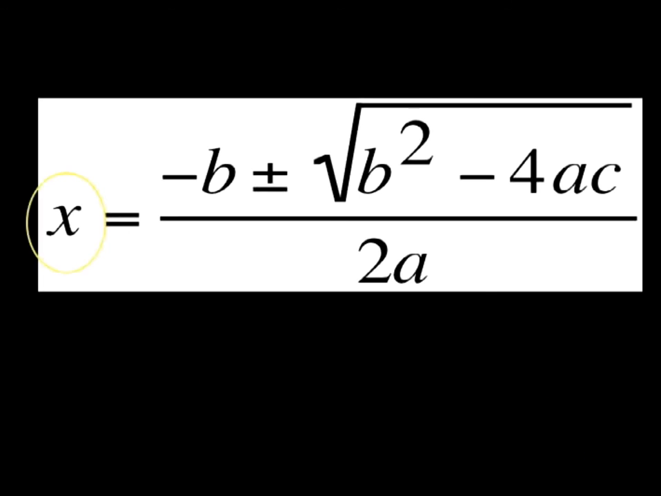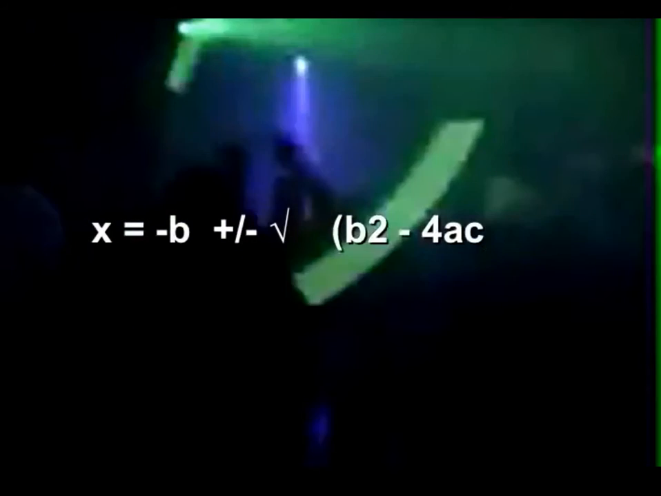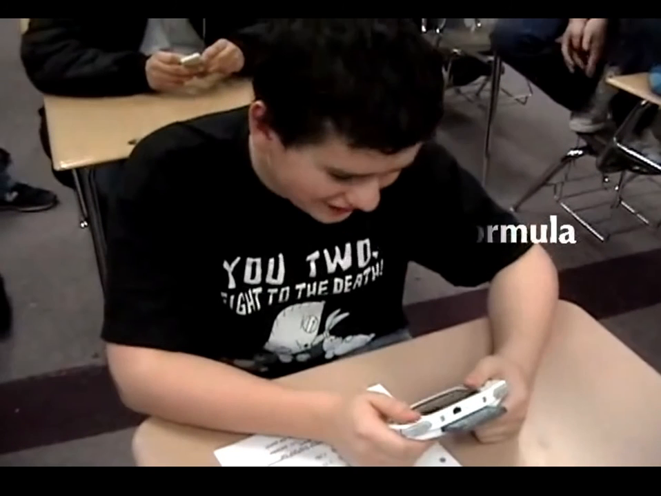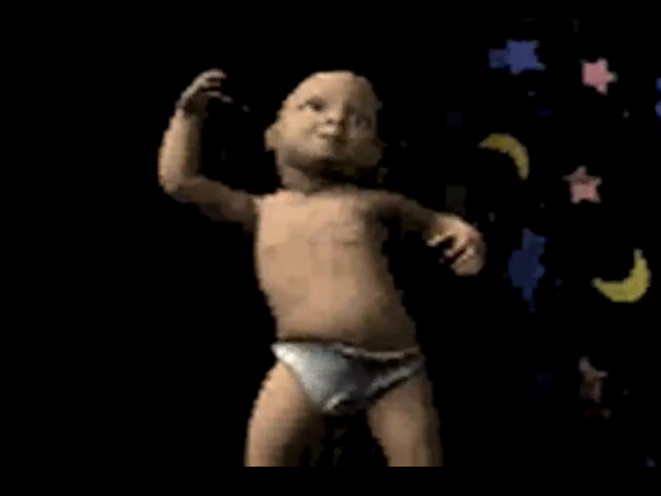X equals negative b plus or minus square root b squared minus 4ac, divided by 2a. Isn't this fun? This is great. Let's try it again. X equals negative b plus or minus square root b squared minus 4ac, divided by 2a. Let's do that again, a little bit different, a little rockish. X equals negative b plus or minus square root b squared minus 4ac, divided by 2a.